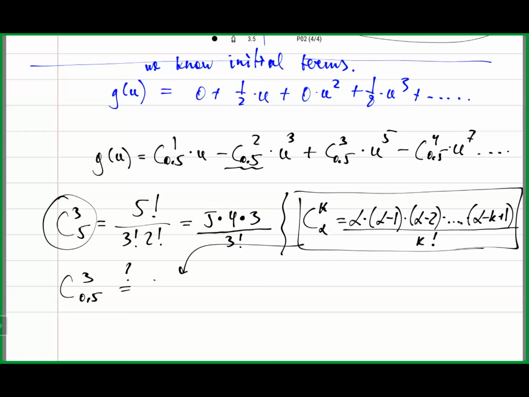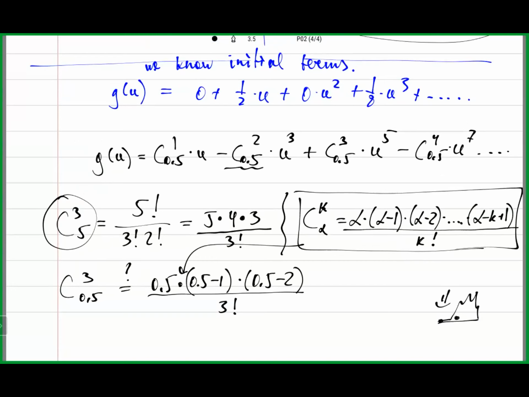And you will get 0.5 times (0.5 minus 1) times (0.5 minus 2) divided by 3 factorial. That's the honest number. And hence, we have calculated all the probabilities. For example, let's draw a happy hedgehog, because we have finished the solution.